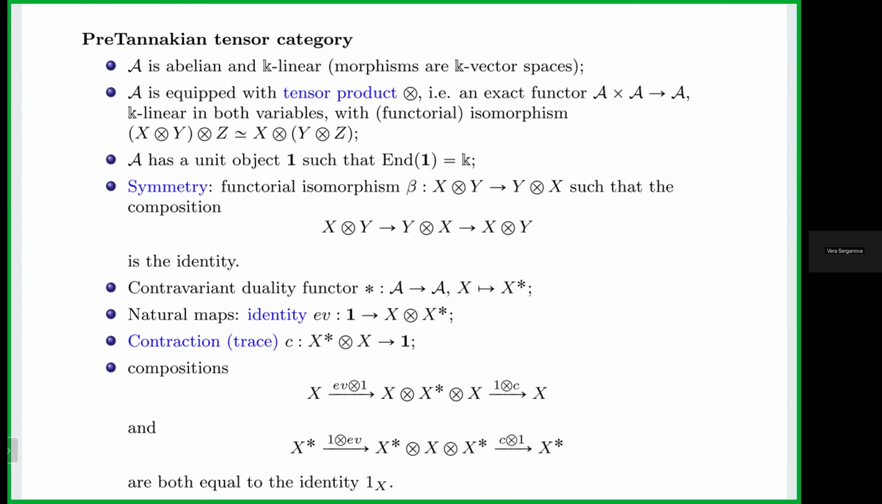We start with an abelian k-linear category. Sometimes the categories which I'm going to describe are called Pretannakian, and they are related to a generalization of the categories of representations of algebraic groups, basically. So it's an abelian, monoidal category, with the additional condition that endomorphisms of the unit object are the field. We work over the field K, and usually assume that K is algebraically closed. In our case, K is C. So it is a symmetric monoidal category. So we have a functorial isomorphism such that it's involutive: if I take the composition, I get the identity.